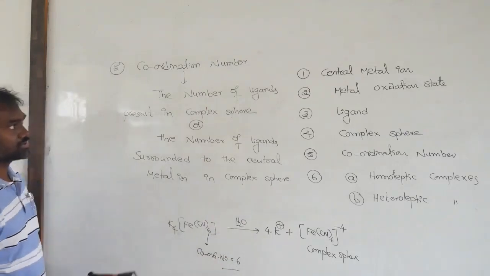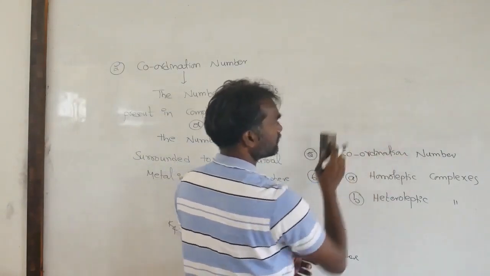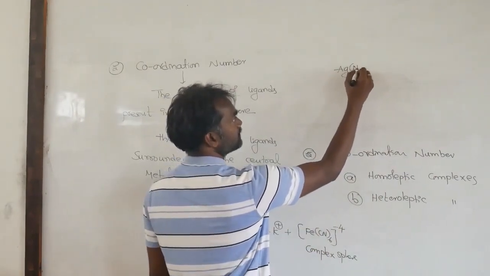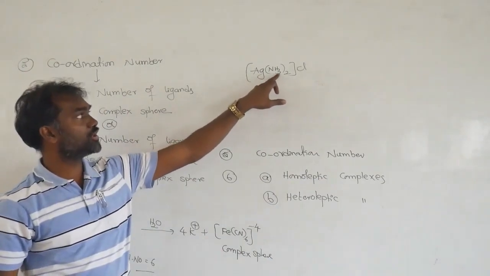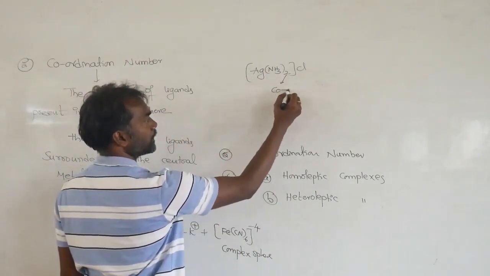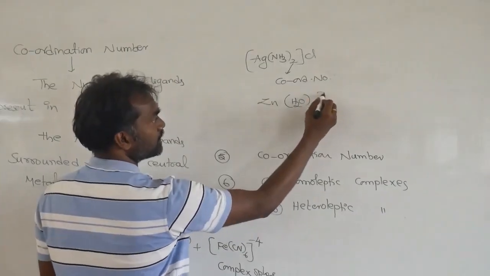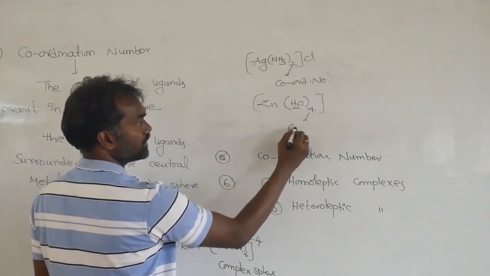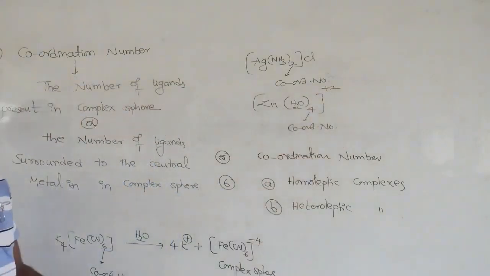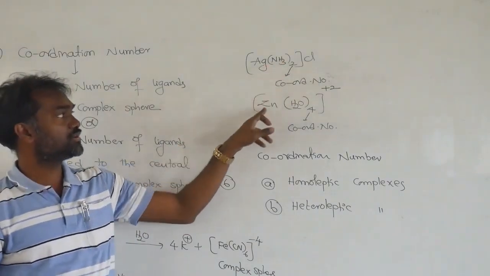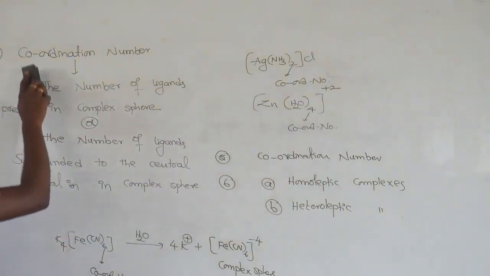Suppose we see different examples. See [Ag(NH3)2]Cl. The metal is surrounded by 2 ammonia ligands, so the coordination number is 2. Next, suppose you take zinc. Zinc is surrounded by 4 water molecules, so this 4 you call the coordination number on zinc 2+. So in a complex sphere, the number of ligands surrounded to the central metal ion is called the coordination number.